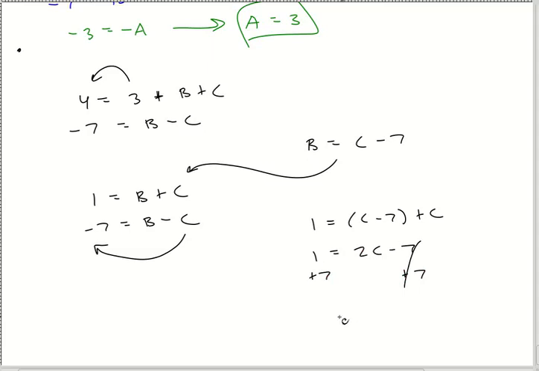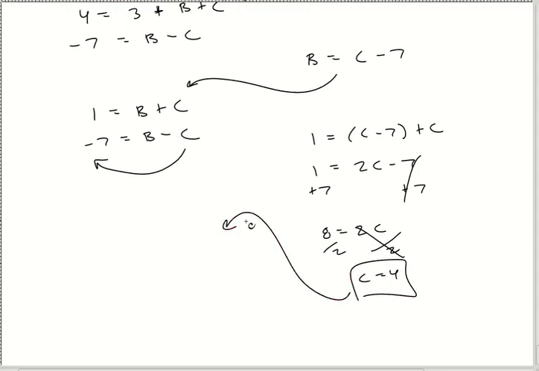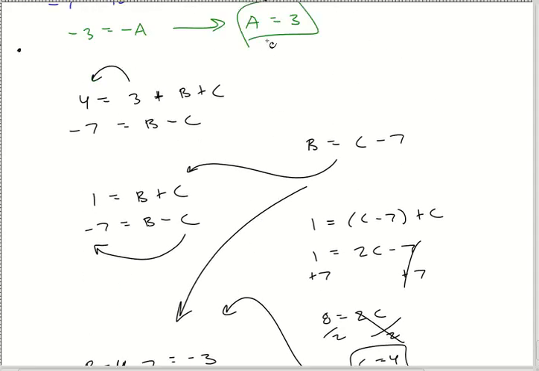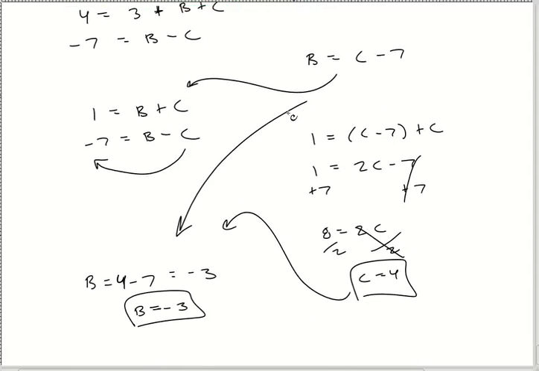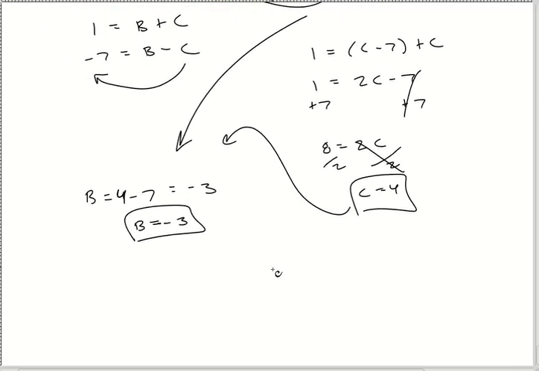Add 7 to both sides. Divide by the 2. We get c equals 4. And now I go back to, no, actually I want to go back to this guy. I like that one. b is equal to 4 minus 7, which is negative 3. Cool. Oh, and we had our a. a, b, c, we have everything. All right. Whew. Here we go. So 3, negative 3, and 4.